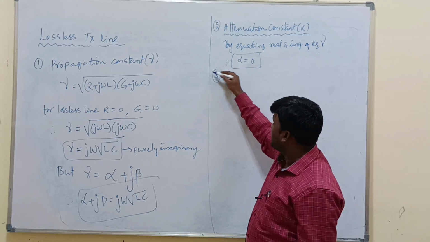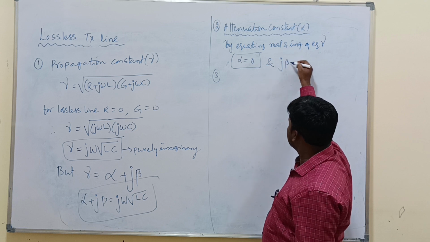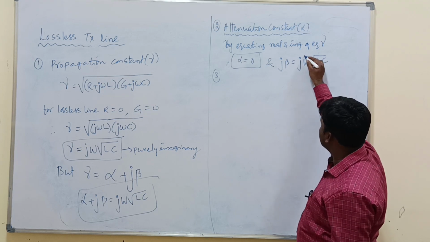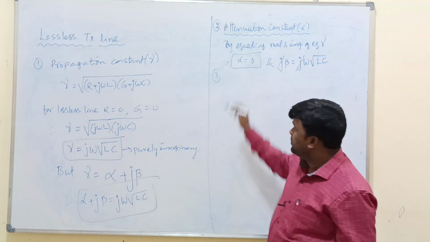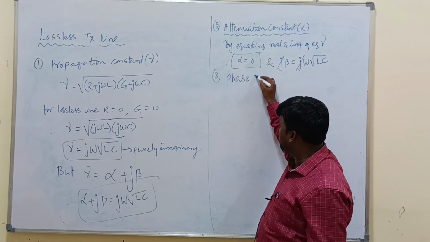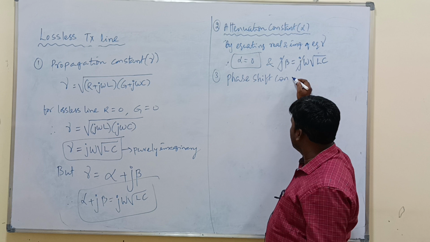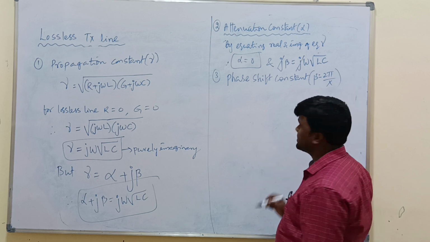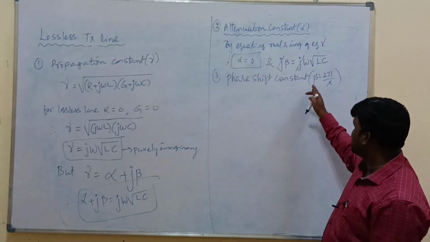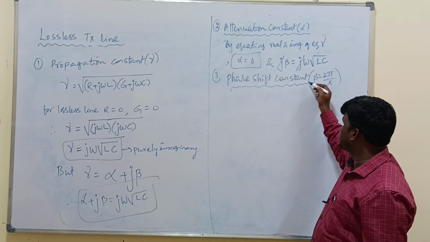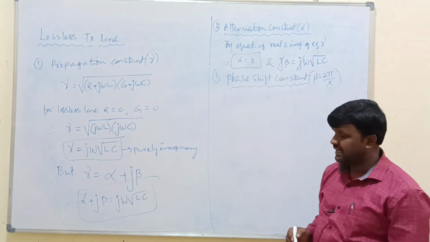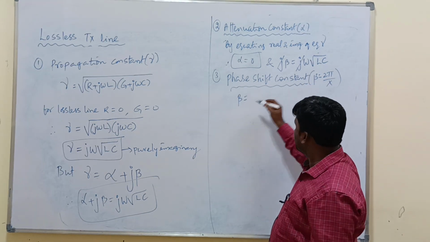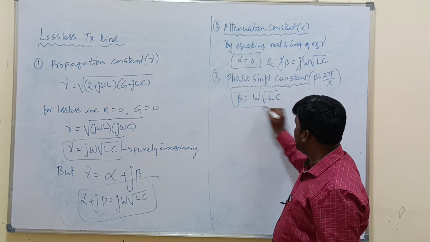Next we will move on to j beta, which is the imaginary term. That is j beta equal to j omega root LC. The j cancels, beta equal to omega root LC, which is the third characteristic or third parameter, that is the phase shift constant beta. Generally beta is 2 pi by lambda. We will discuss this later. Basically this relation is helpful to derive the relationship between phase velocity, frequency and wavelength. So beta equal to omega root LC is the third parameter.